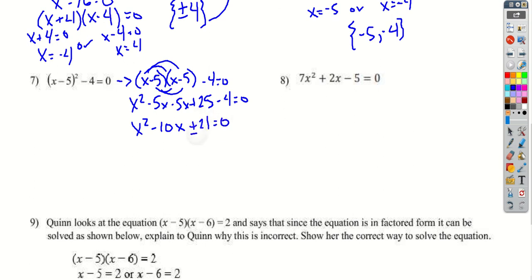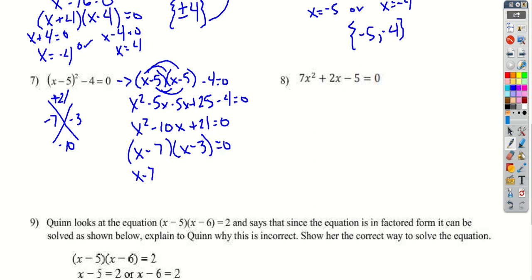So remember, positive, same sign, both negative. And I need to get -10 out of this. So if you want to use the diamond, you can. So I need positive 21, and then -10. So the only way for that to happen is -7 and -3. So x minus 7, x minus 3. Okay. We're going to do our zero product property here.